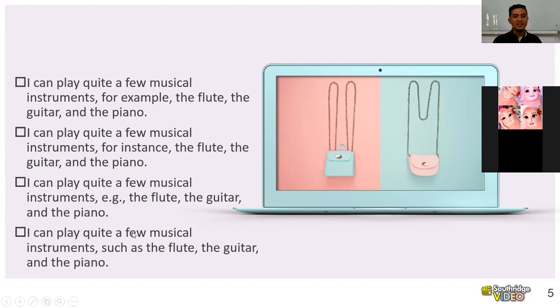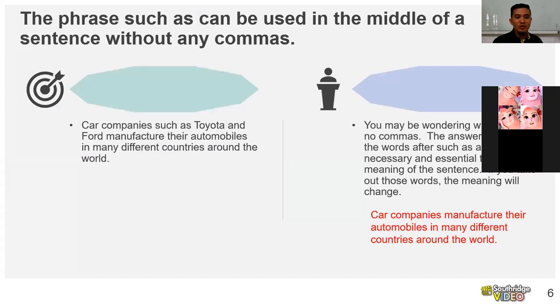But what is different is when we are using "such as." The punctuation is a bit different from the others. I can play quite a few musical instruments, comma, such as the flute, comma, the guitar, and then the piano. Right, so that is the review. Now I'm going to give you more, but you must be careful, okay?